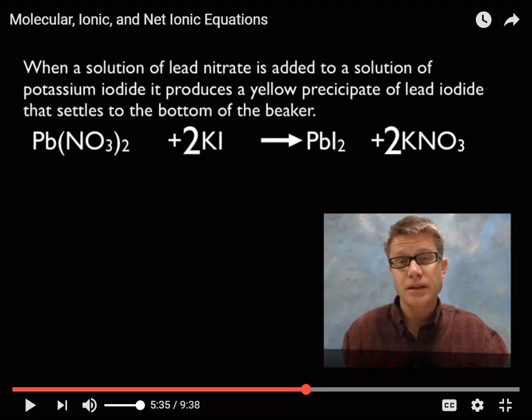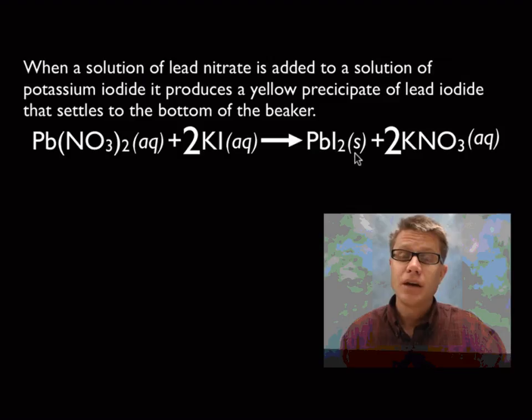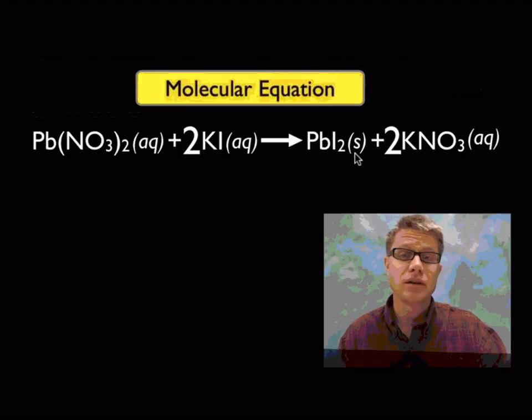AQ under potassium nitrate. And then what about lead 2 iodide? All iodides are soluble, right? Except for what? The heavy metals, right? Lead, mercury, and silver. So what are you going to put under PbI2? PPT, or a downward arrow, or an S for solid, something to indicate that it's a precipitate, the state that it's in. Remember, those first 2 were aqueous, but this lead iodide is going to be a solid. And now I've got a nice molecular equation.